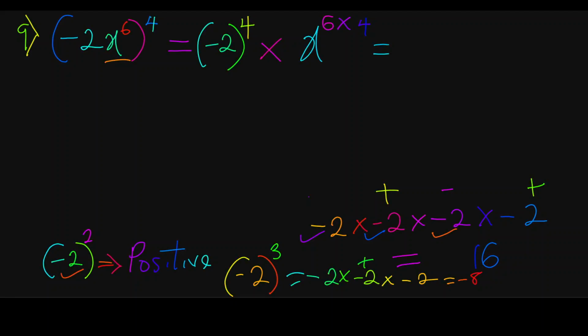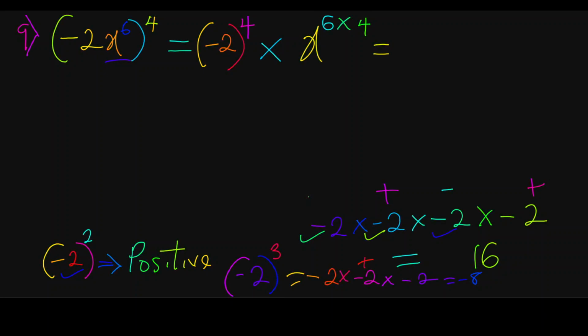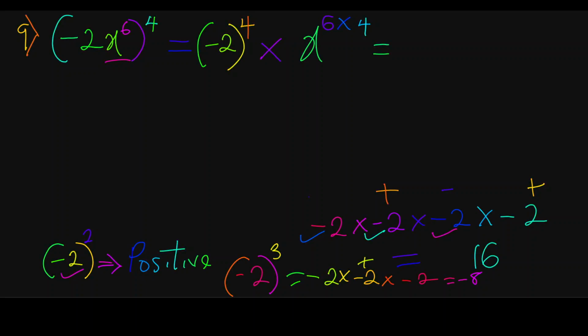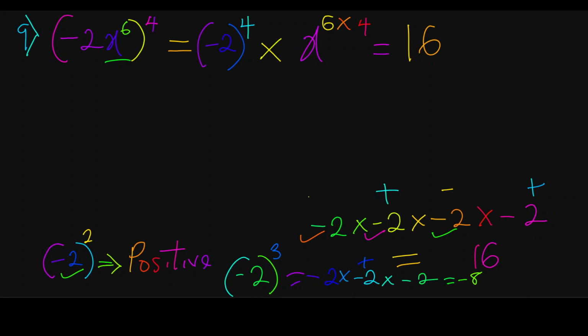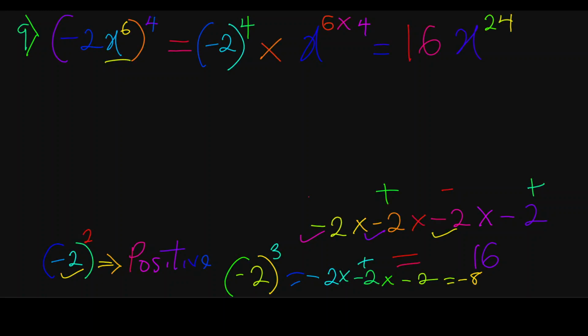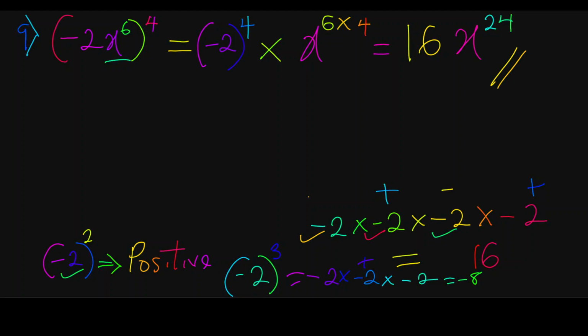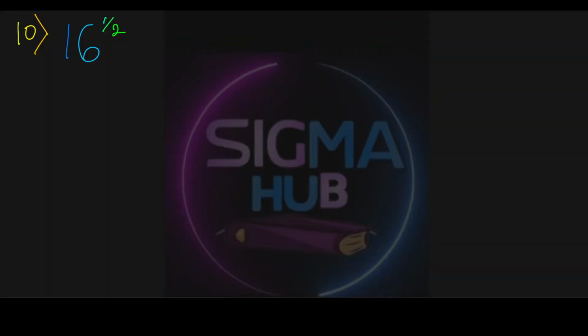negative. So in a situation like this, this minus 2 raised to the power of 4 is going to give me a positive answer, because I already established that fact. So it's going to be 16, then multiplied by x raised to the power 6 times 4 is 24. So 16x raised to the power of 24. So let's move to another example.